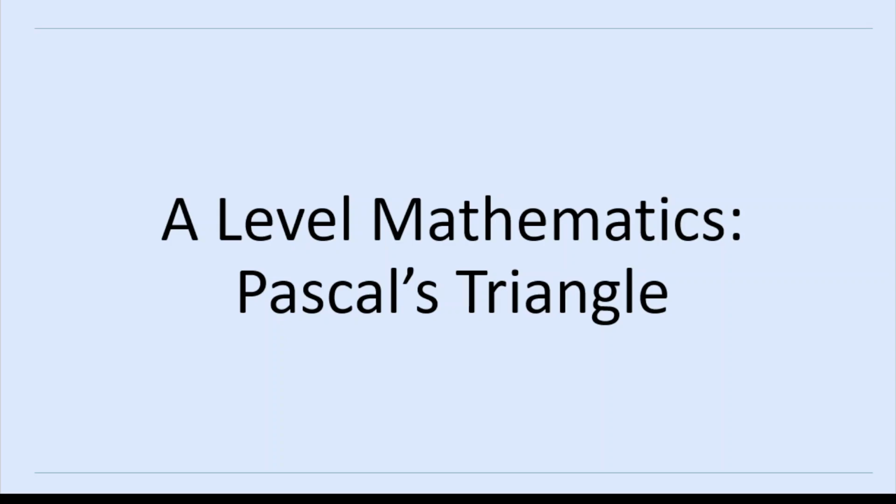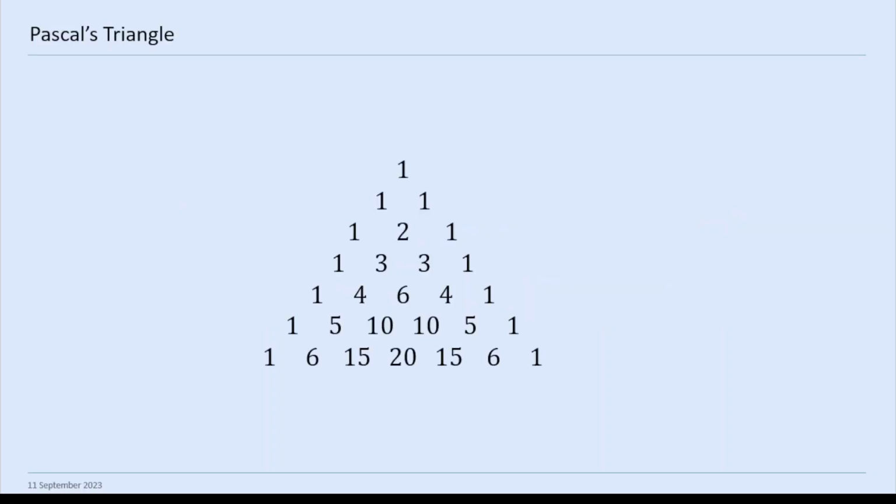I'm Simon. Today we're going to look at Pascal's triangle as part of A-level mathematics. So this is Pascal's triangle. It starts with a 1 at the top, then two ones, then a row that goes 1, 2, 1, then 1, 3, 3, 1, then 1, 4, 6, 4, 1 and so on.